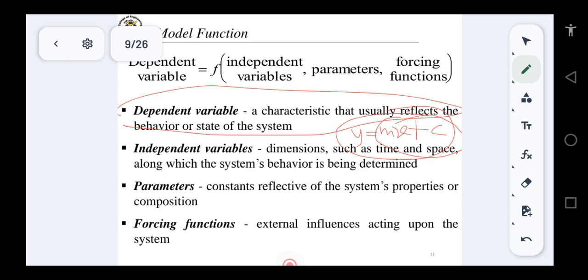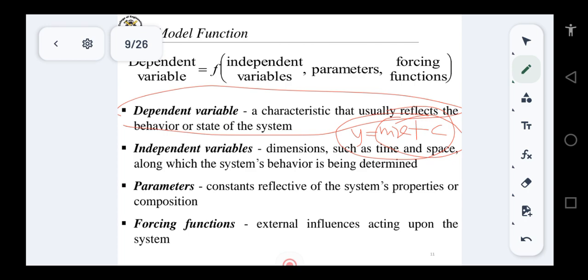Then we have the parameters. Parameters are just system properties or composition. Then we have forcing functions. Forcing functions are just an external influence acting upon the system. For instance, when a diver is falling, we have some kind of force acting on the person, an external influence like gravity. Or when you throw a missile, or a body is under projectile motion, it is being acted upon by some kind of external force, right?